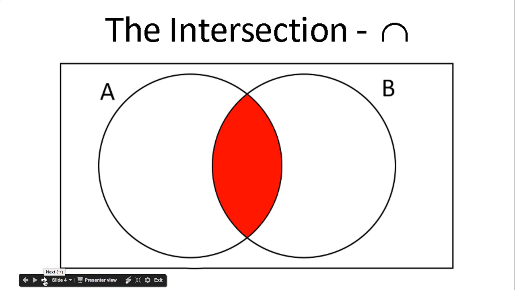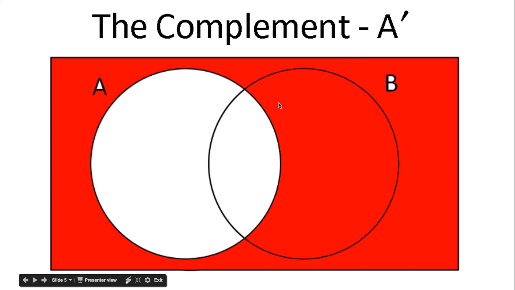The third thing that we need to know is this thing called the complement, which is A dash, which means not in. So this is not in A. So I've shaded here the things that are not in A. So here's set A, and everything outside of set A is not in A.